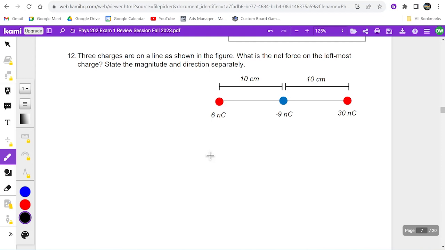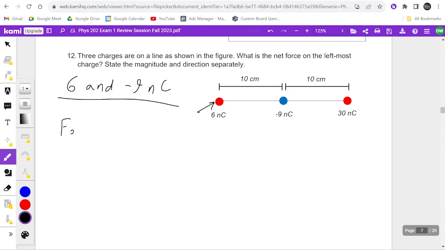But what it means to me is I am going to look at 2 pairs of charges at a time. In other words, if I'm focusing on the left charge right there, then the first thing I'm going to do is the 6 and the negative 9 nanocoulomb, and find the force between those. And then I'll find the 6 and the 30 next.